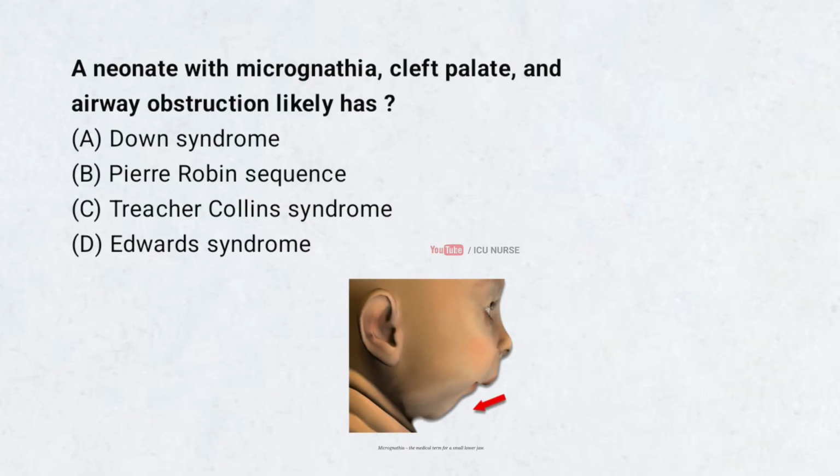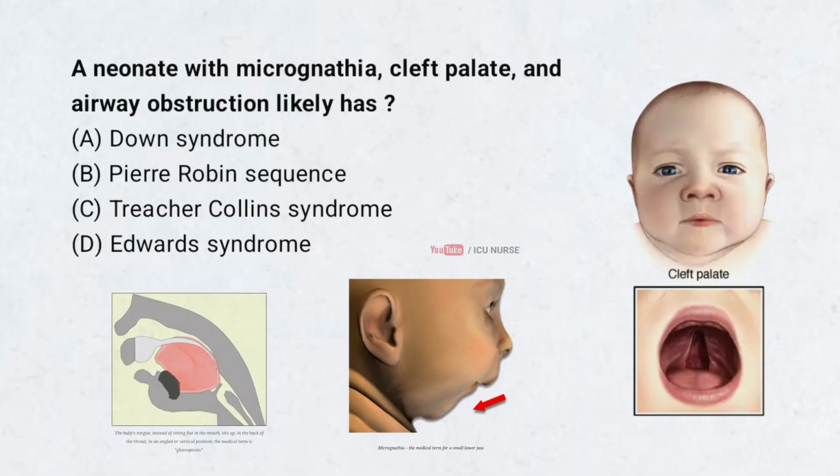A neonate with micrognathia, cleft palate, and airway obstruction likely has A. Down syndrome, B. Pierre-Robin sequence, C. Treacher-Collins syndrome, D. Edwards syndrome. Correct answer B. Pierre-Robin sequence.